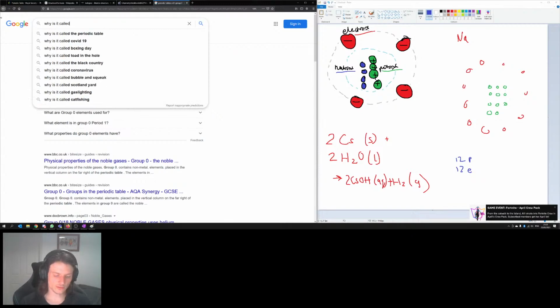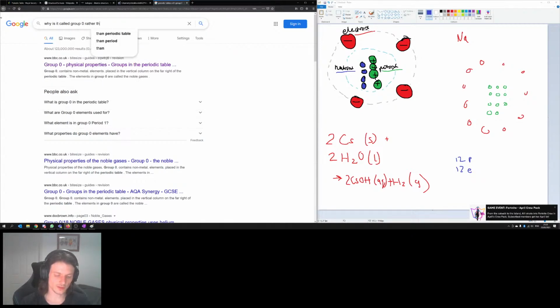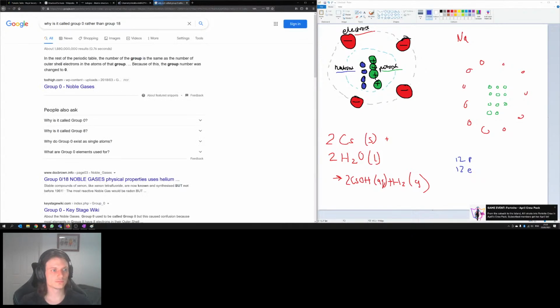Why is it called group 0 rather than group 18? In the rest of the periodic table, the number of the group is the same as the number of outer shell electrons in the atoms of that group. Because of this, the group number was changed to 0.